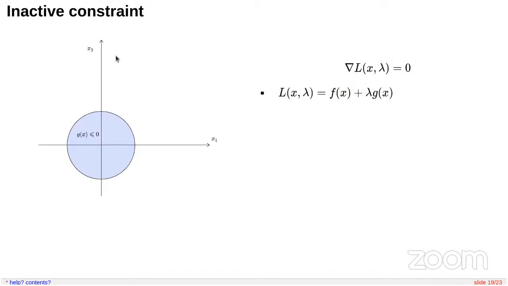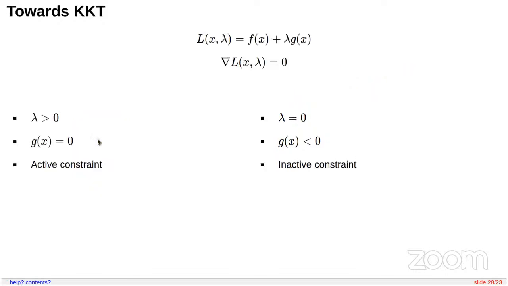Here also we'll come up with the Lagrangian, but there is one thing that we'll add. If we have this condition, then what can we say about lambda for an inactive constraint? 0. Lambda has to be 0. And g of x is less than 0 in this case, as we can see. It's inside the feasible region. So this is an inactive constraint. Now, if we see both of them side by side, you will understand. When g of x is equal to 0, lambda is greater than 0. It's an active constraint. When g of x is less than 0, lambda is equal to 0, and this is an inactive constraint.